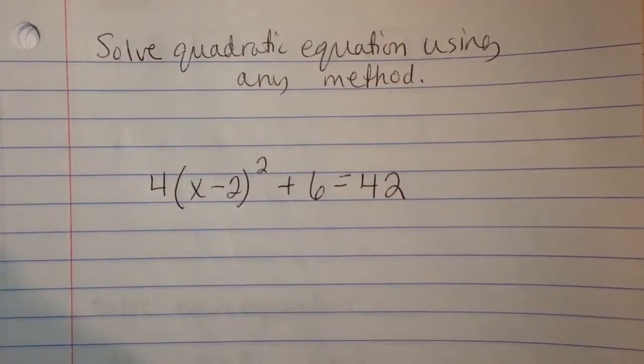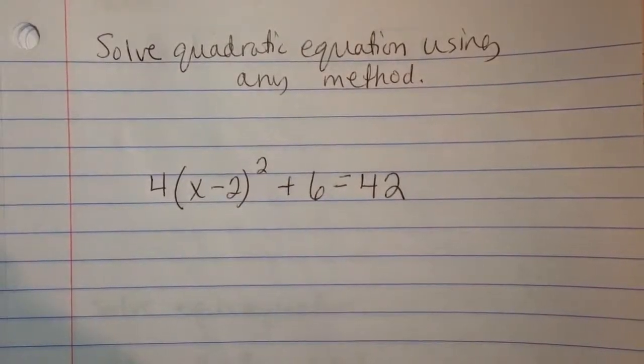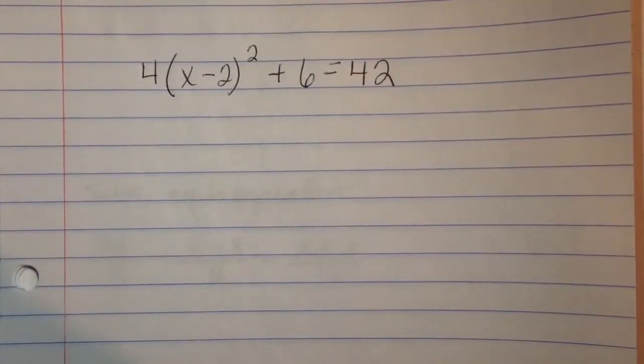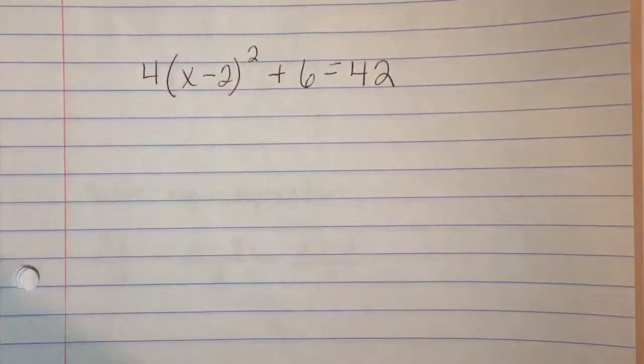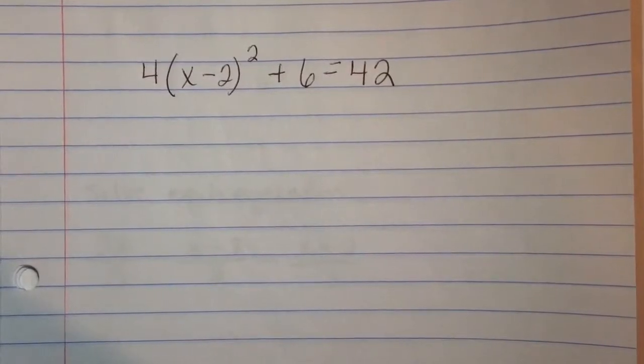Looking at this problem, the instructions give me the opportunity to choose any method that I want to solve this quadratic equation. When I first look at this problem, I see that I have this binomial squared. So I'm thinking that I'm going to use the square root method here. I'm thinking I can get everything squared on one side equal to a constant on the other so that I can take the square root of both sides. That's the method that I would choose for this specific problem.